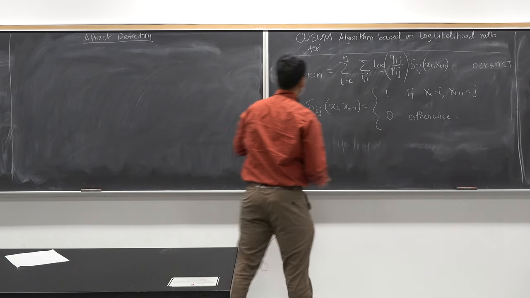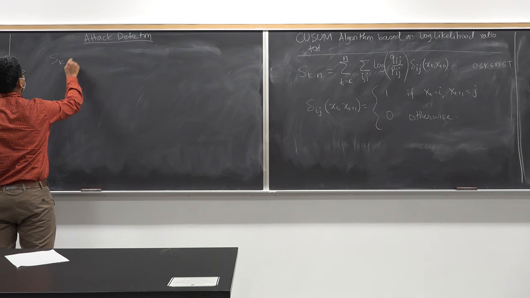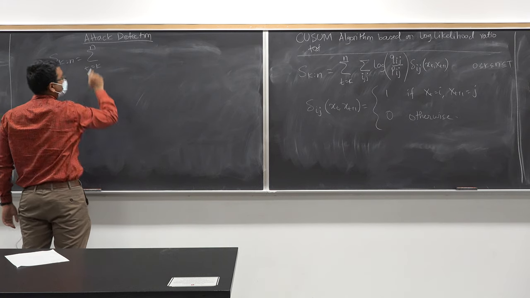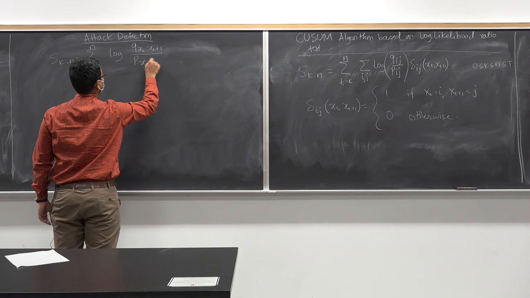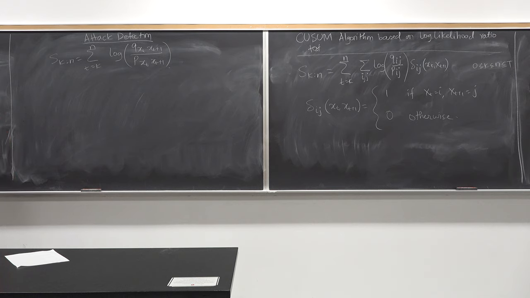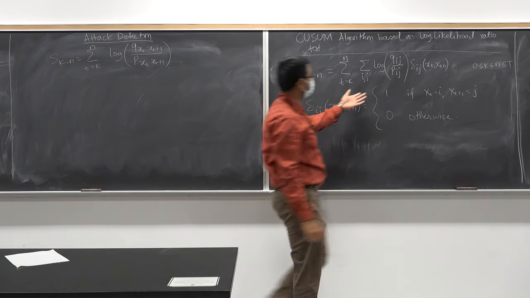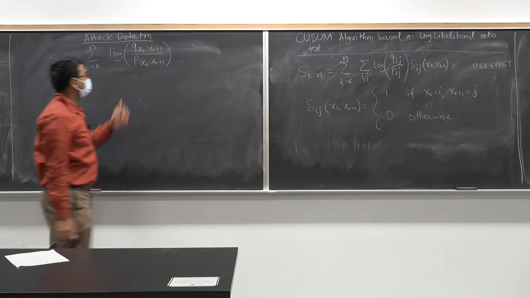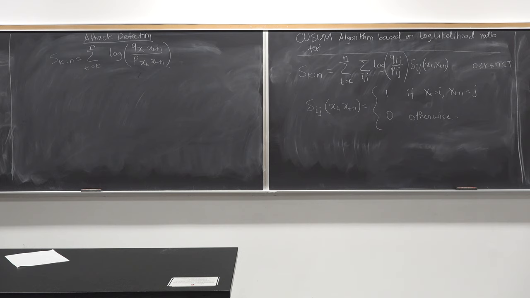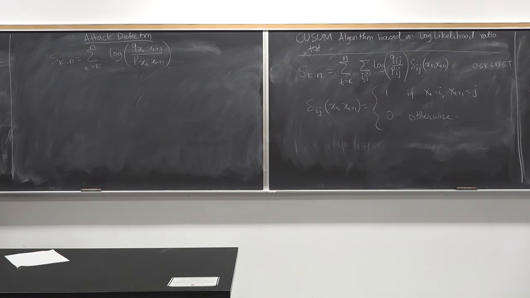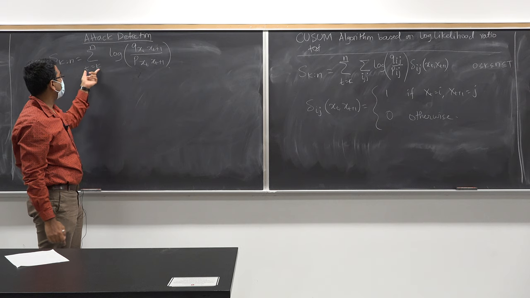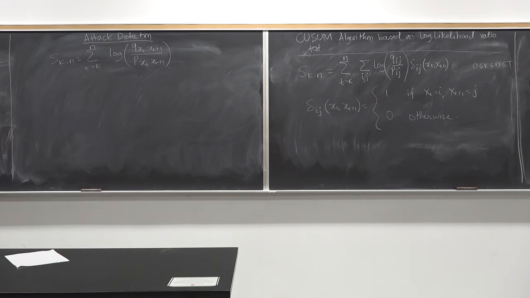So I can rewrite this S_{k,n} as the sum for t equals k to n of the log of Q(Xt, Xt+1) over P(Xt, Xt+1). It's the same expression. This is a more mathematically elegant way to write it. This is somewhat less elegant, but it is easy to understand. So you have these two matrices. You look at the Xt-th row and Xt plus 1-th column for Q and then for P. And then you take their ratio, take the log, sum it up. Okay, that's the log likelihood ratio.